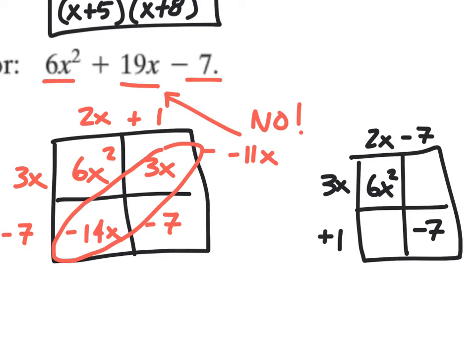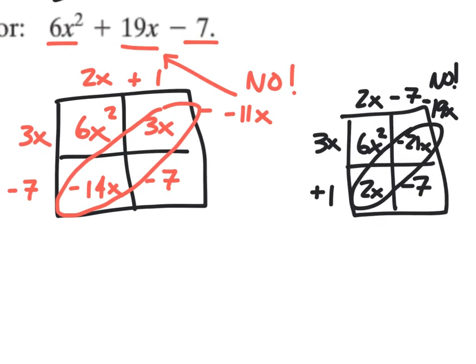Now, what's going to happen is I'm going to get negative 7 times 3x, which is going to give me negative 21x. And then I've got 1 times 2x, which gives me positive 2x. Now, when I combine these, I get negative 19x. So this one is still wrong. No. What I realize is that since I got a negative number, negative 19x, and I want a positive 19x, all I've got to do is switch that up. So let's do this one more time.